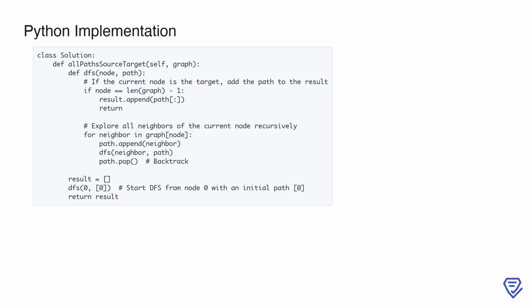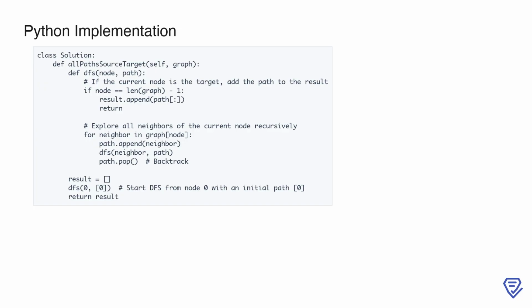After the recursive call completes, we backtrack by removing the last node from the path, using path.pop. This ensures that the path remains correct for exploring other neighbors. The result list is initialized to store all valid paths from the source to the target. The initial DFS call starts from node 0 with an initial path, [0].